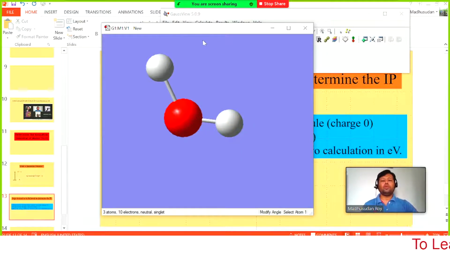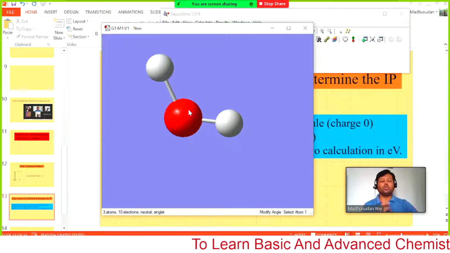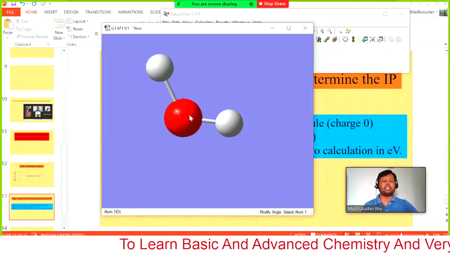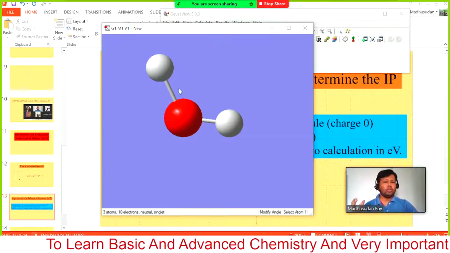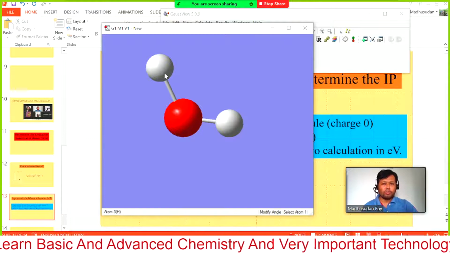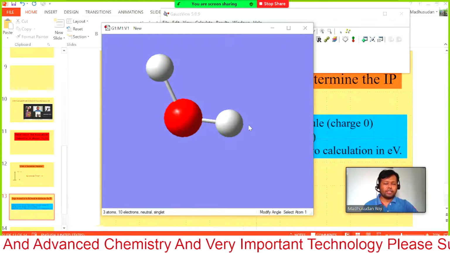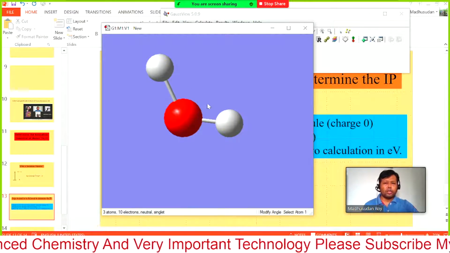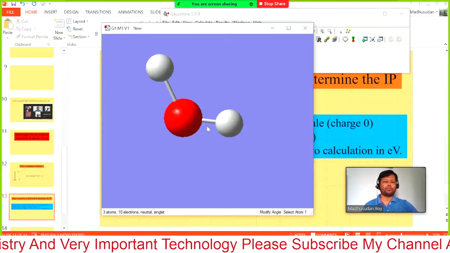So now we will ask the program to perform the optimization to find the minimum energy structure. It will do so by changing the position of the hydrogens, and it will even change the bond angle also.